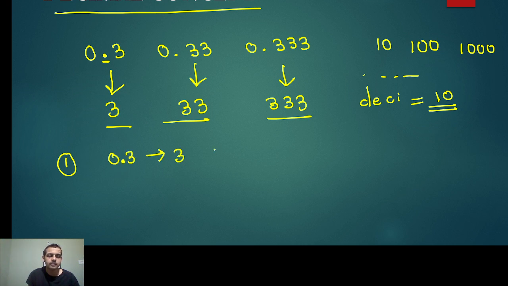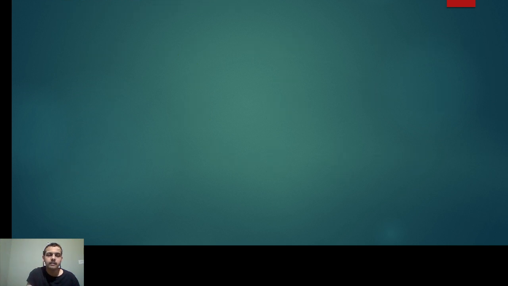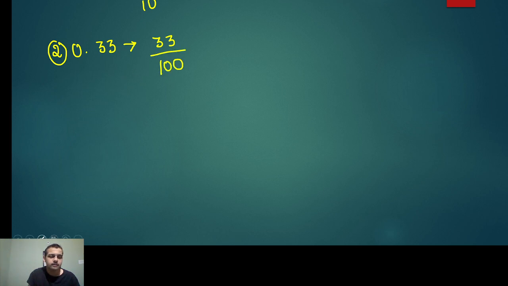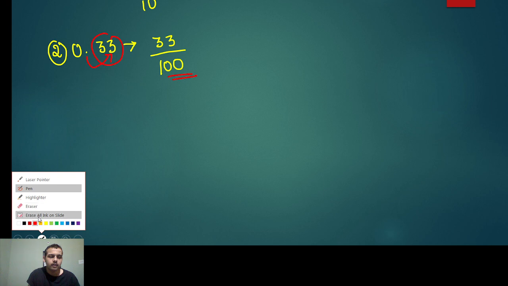See, after the point how many digits are there? One digit, which means 3 divided by 10, which gives us 0.3. Next example: 0.33 we write as 33 by 100, because there are two digits after the decimal, so two zeros come in the denominator.